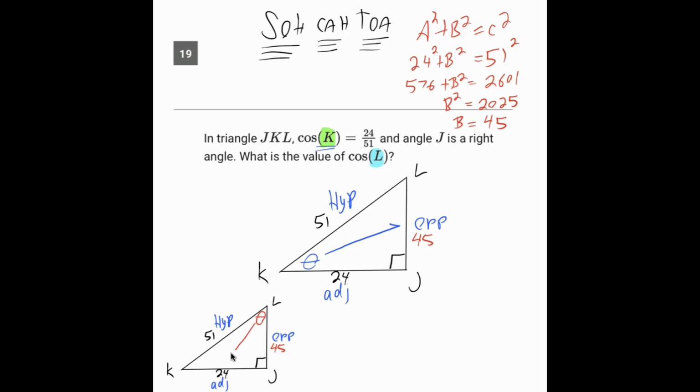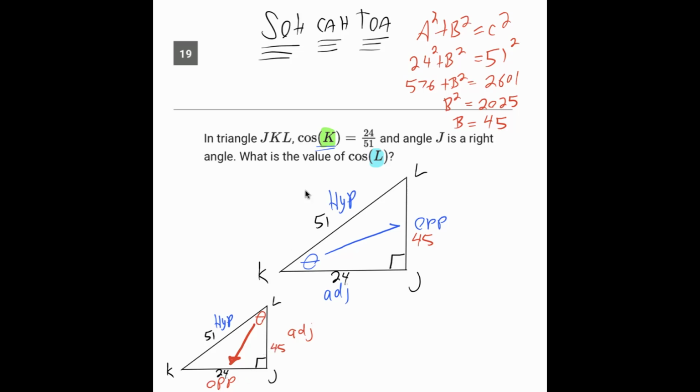That means that this is now the opposite. So I'm going to erase the word adjacent and the word opposite. Going opposite L, that's our opposite. And this becomes the adjacent. So as you go from centering your trig on one angle to centering it on another, what happens is the opposite and adjacent sides trade places.